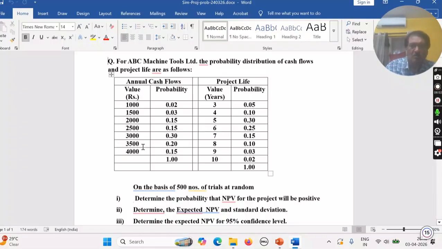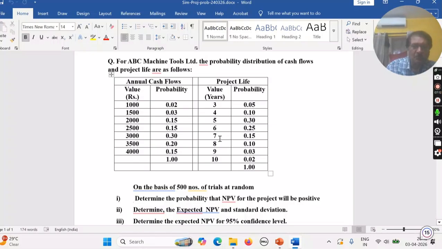We know the sum total of all probabilities is 1. You can check after adding all these probabilities. This is the total probability. All possibilities are noted here. I think it is clear.